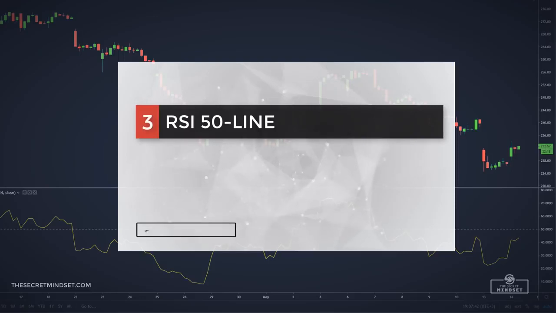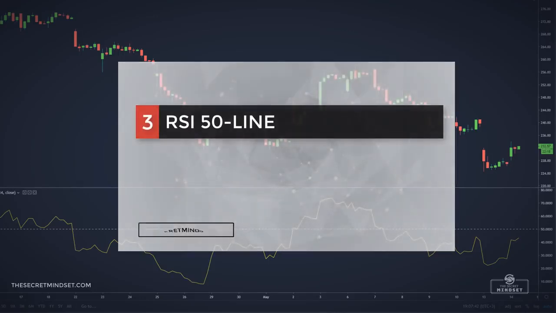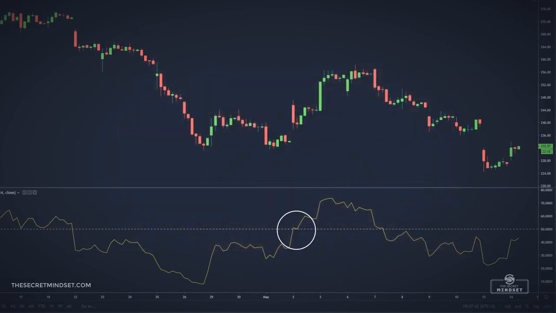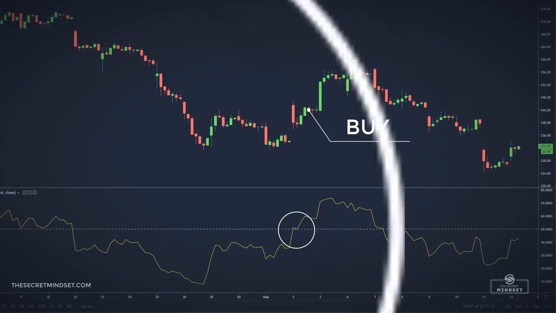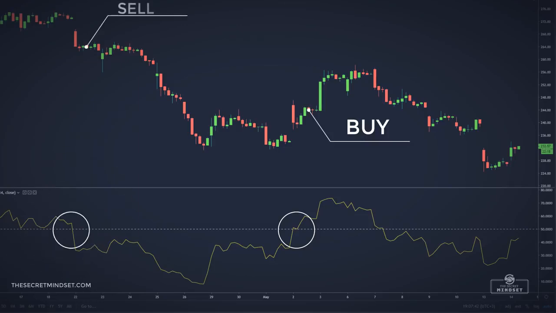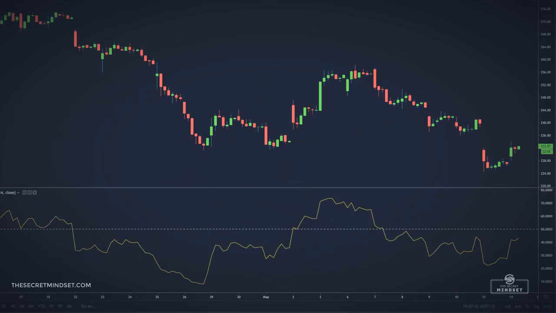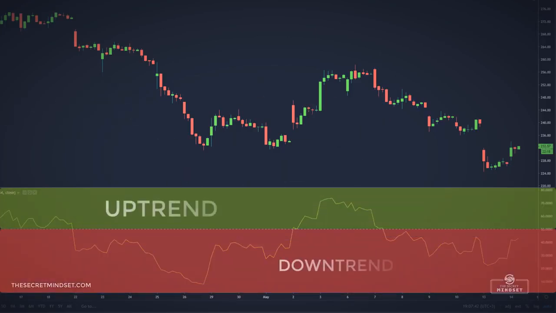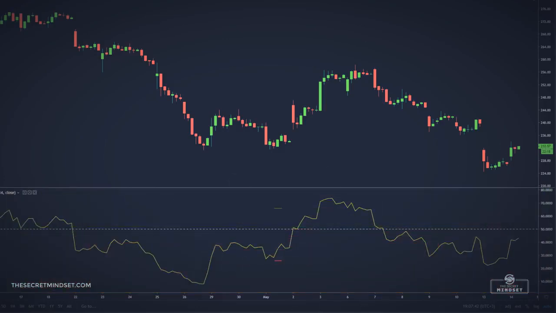Another way to trade RSI is to take signals around the 50 level. When the RSI crosses above 50, a buy signal is generated, and when the RSI crosses below 50, we have a sell signal. This leads some people to think that when RSI crosses the 50 level to the upside, the trend is up, and when the RSI drops below the 50 level, the trend is down.